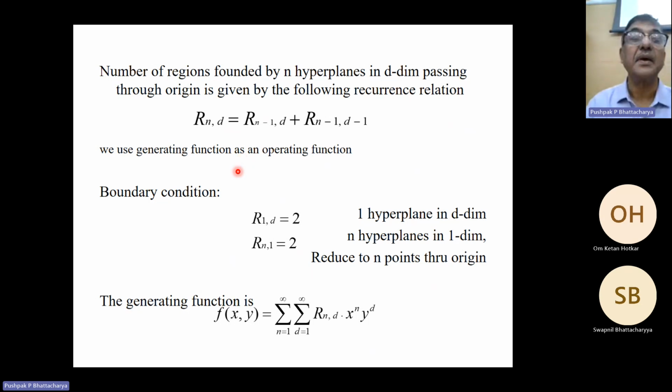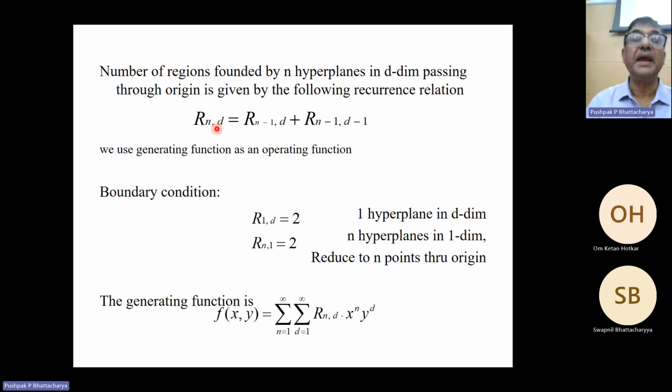the three-dimensional space. Let R(n, d) be the number of regions produced by n hyperplanes in d-dimensional space. It is equal to R(n-1, d), which is the number of regions produced by n-1 hyperplanes in d dimensions, plus the extra regions on the nth hyperplane produced by the existing n-1 hyperplanes, which must be equal to R(n-1, d-1). So this is a recurrence relation: R(n, d) = R(n-1, d) + R(n-1, d-1).